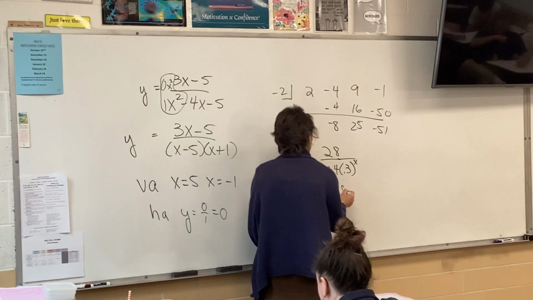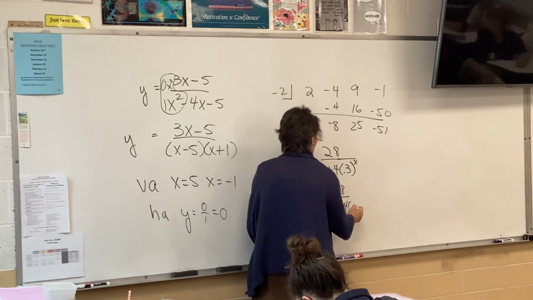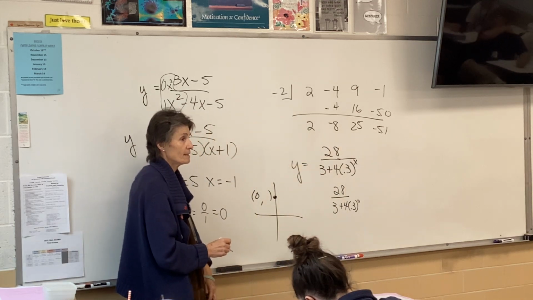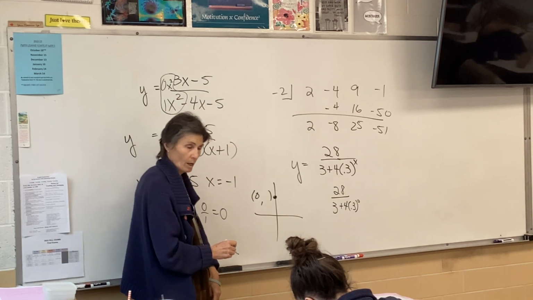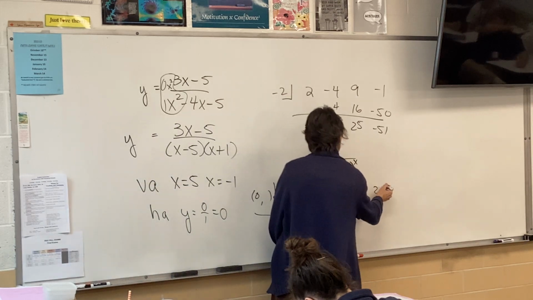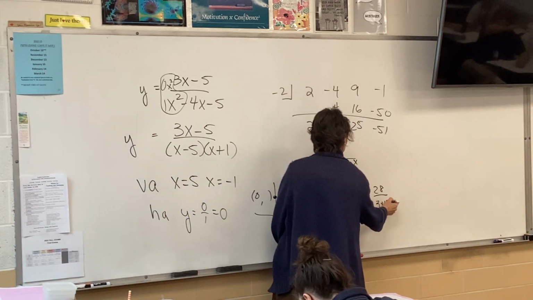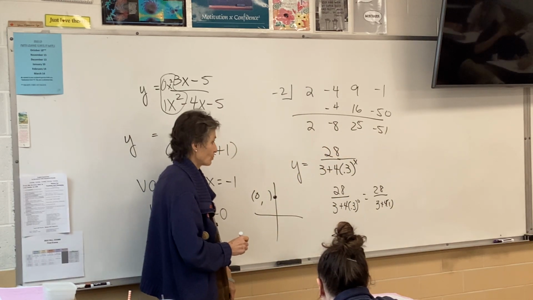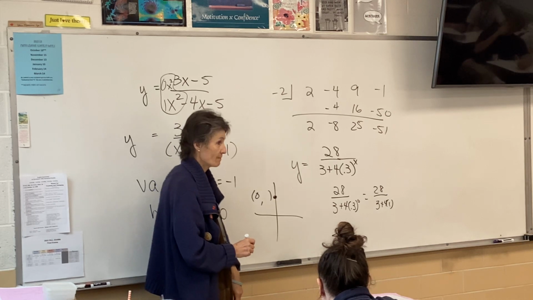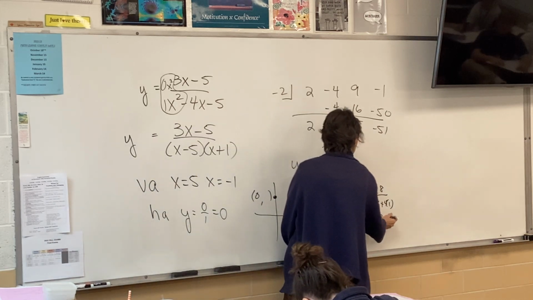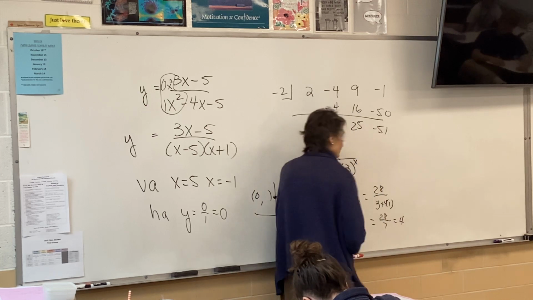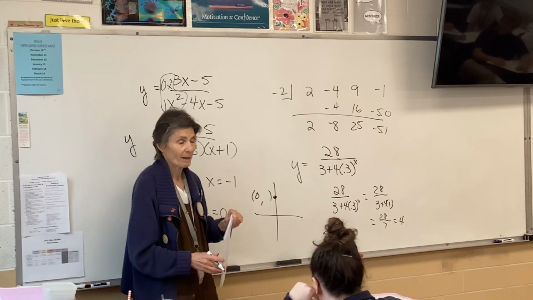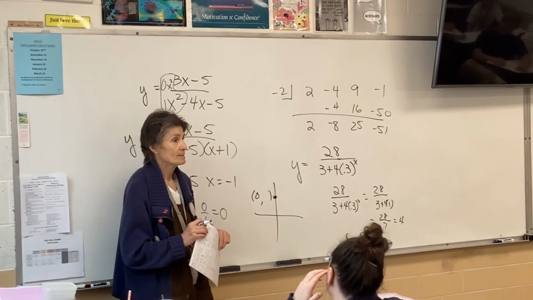So I'm just going to plug in 0. What is 3 to the 0 power? 1. So I have 28 over 3 plus 4 times 1. What's 3 plus 4 times 1? 7. So my y-intercept is at 4. The y-intercept is always found by letting x equal 0.